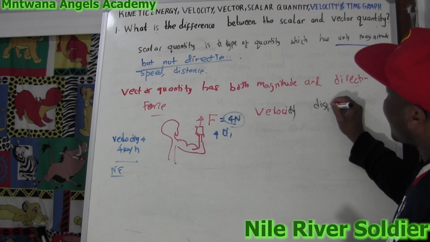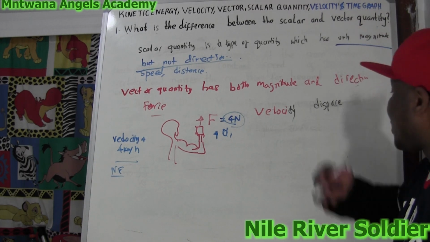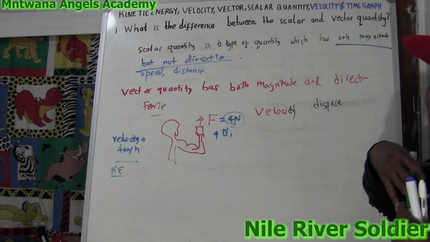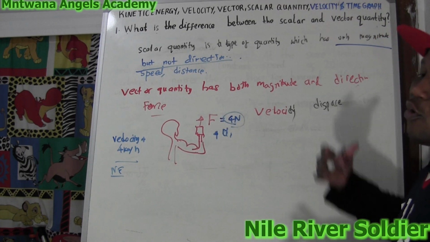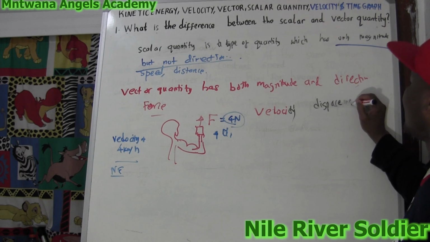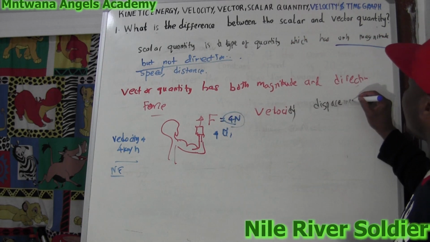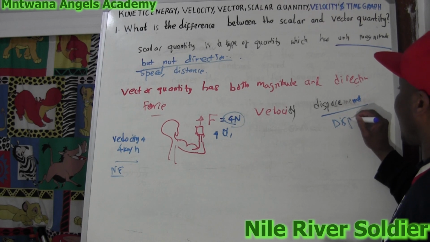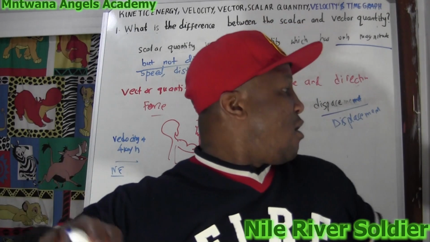Displacement. Yes, displacement means a distance, but it specifies direction, like from this place to the other one. For example, the distance I'm going to cover is 5 kilometers, but it's going around the circle, or downward or upward. So that's what we call displacement. Displacement means you specify exactly the distance and direction.